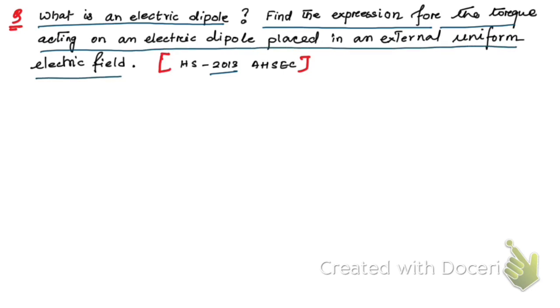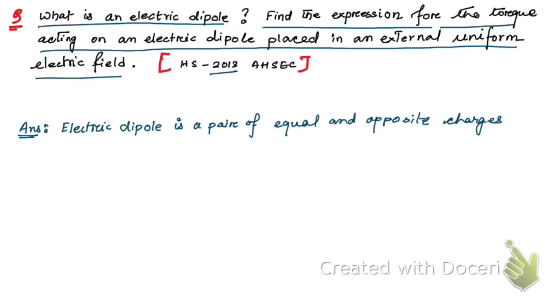First let me write the definition of electric dipole. What is an electric dipole? An electric dipole is nothing but a pair of equal and opposite charges separated by a very small distance. This is the definition of electric dipole.